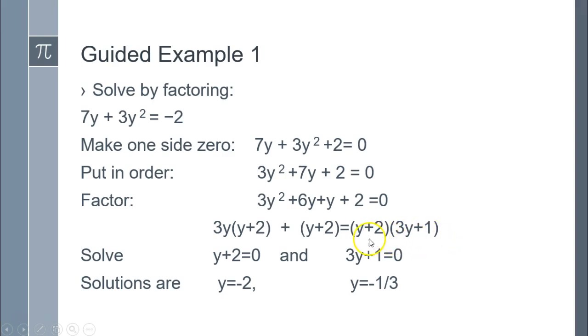Now I have to write each factor in its own equation equal to 0. So y plus 2 equals 0 and 3y plus 1 equals 0. Now I solve each equation. Subtract 2 from both sides for the y plus 2 equals 0, and you get y equals negative 2. And then in the other factor, you subtract 1 from both sides. That'll give you 3y equals negative 1. And then you're going to have to divide by 3 to get y by itself. So your two answers are y equals negative 2 and y equals negative 1/3.